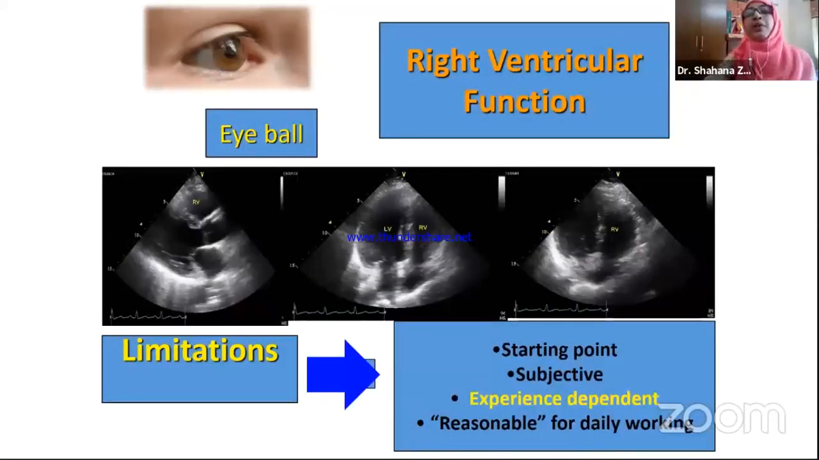Eyeballing of right ventricular function is a very useful assessment in the case of an experienced operator. It is an important measurement for the experienced operator, but it is not good for the beginner, and it has a high inter-observer variability, which is about 40 to 60%.